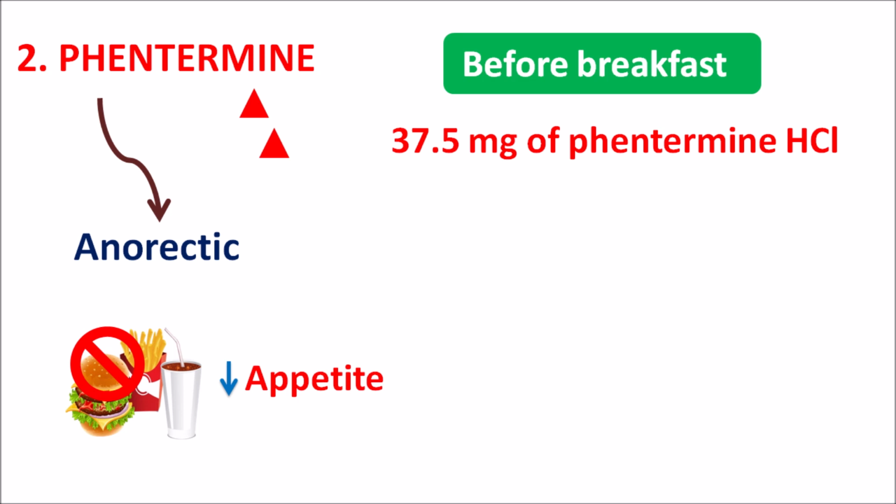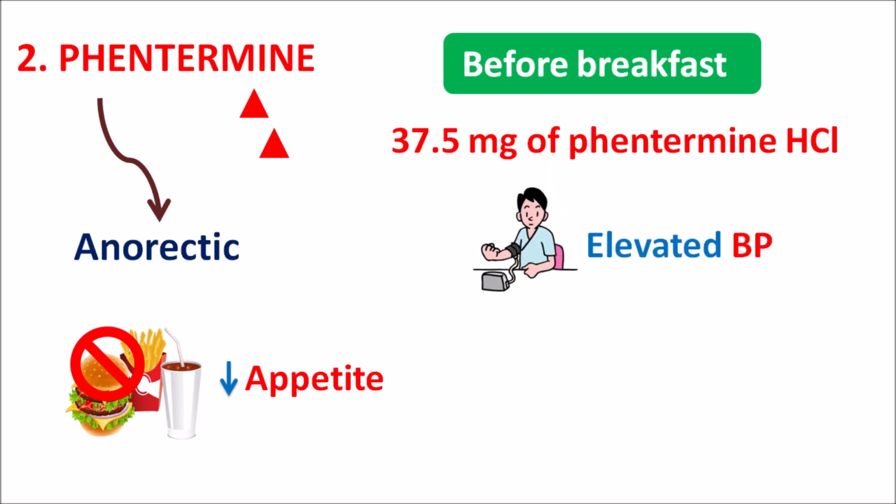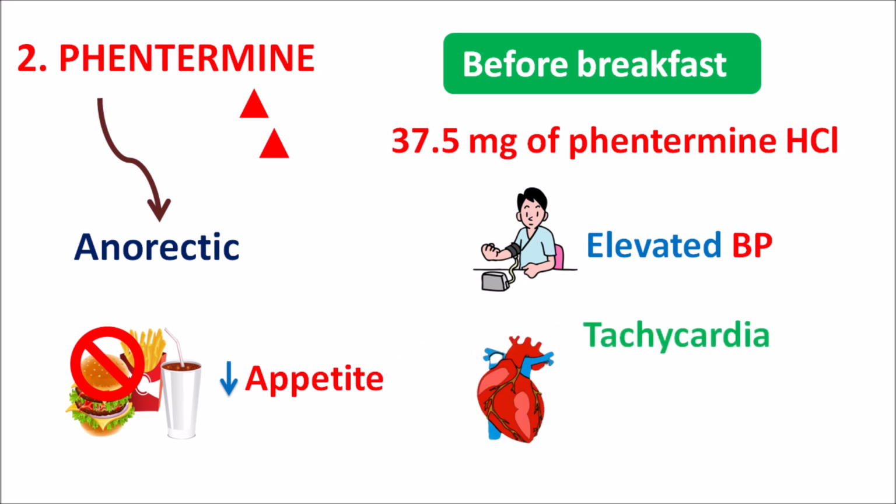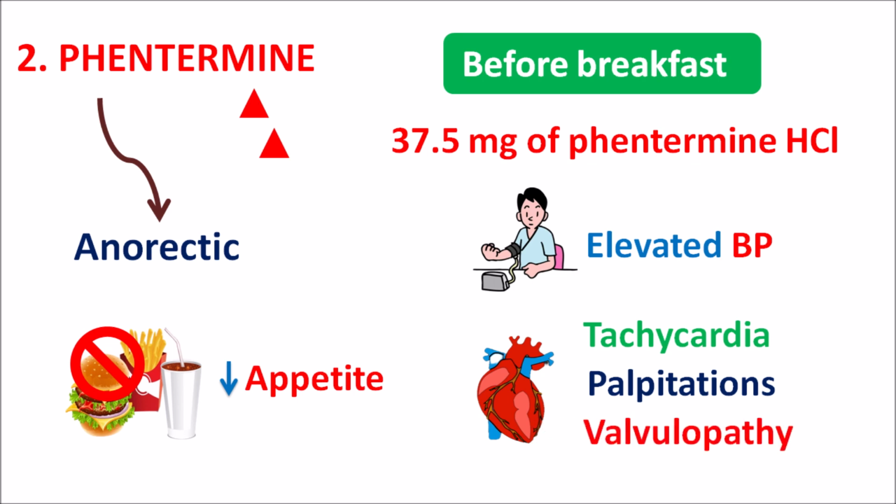Since this drug acts as a sympathomimetic, it can produce effects of the sympathetic system. So Phentermine can produce elevated blood pressure. It can also increase the heart rate, resulting in tachycardia. It can increase palpitations, the awareness of heartbeat. And on long term, Phentermine can also cause valvulopathy. It can produce inflammation of the cardiac valves, which may reduce the functionality of the heart. But rarely this drug produces valvulopathy. The common side effects observed with Phentermine are elevated blood pressure and tachycardia.